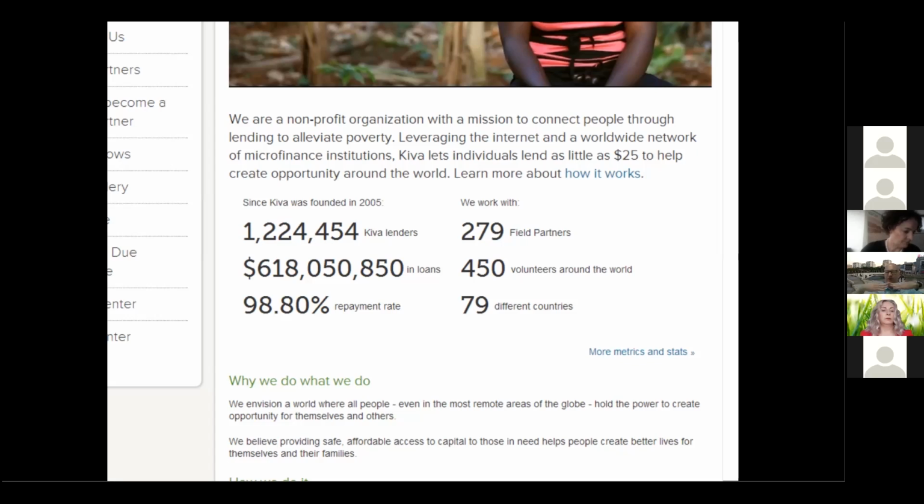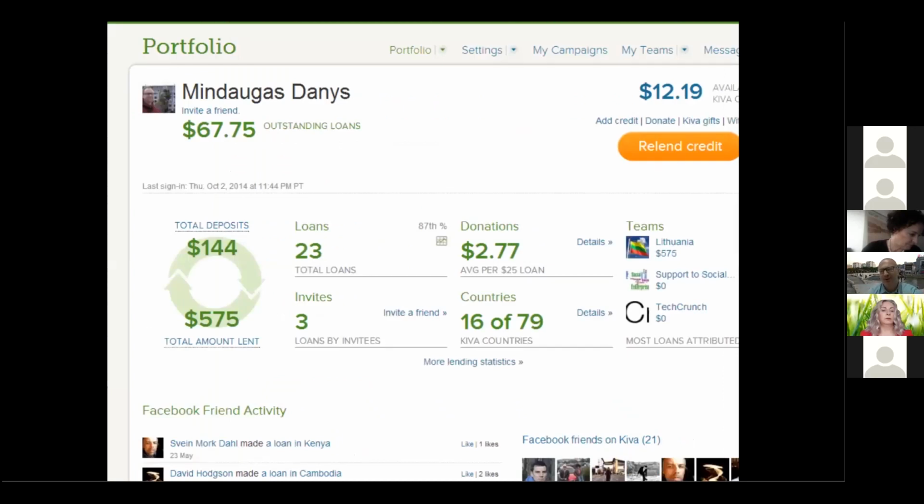Imagine, this crowdfunding micro-lending platform was able to match over a million people who lent money to people in need in developing countries, who wanted to buy a chicken or a sewing machine or whatever. There is also a very nice screen for your own profile, where you see how many loans you made, and it's revolving. You lend $25, after a year you get it back, you can lend it again, and you see the progress.